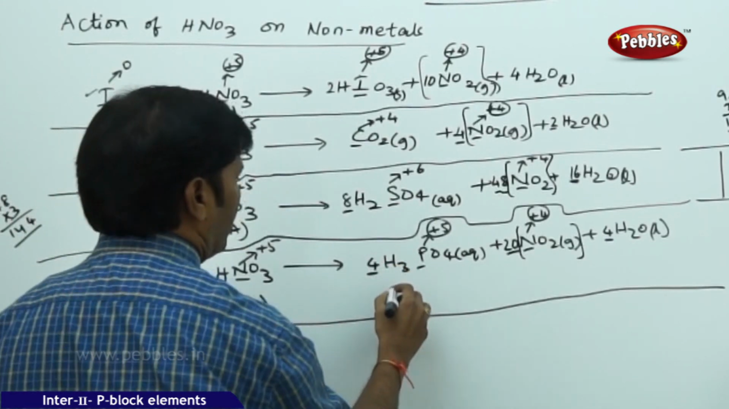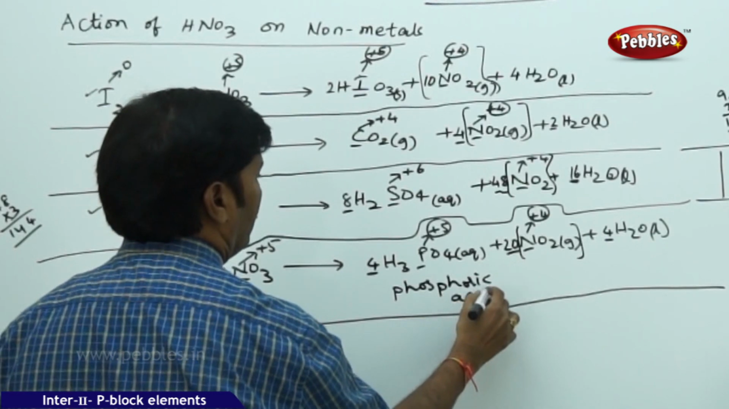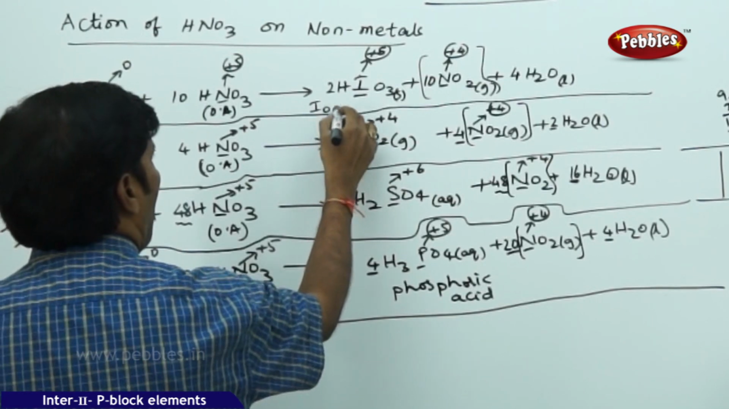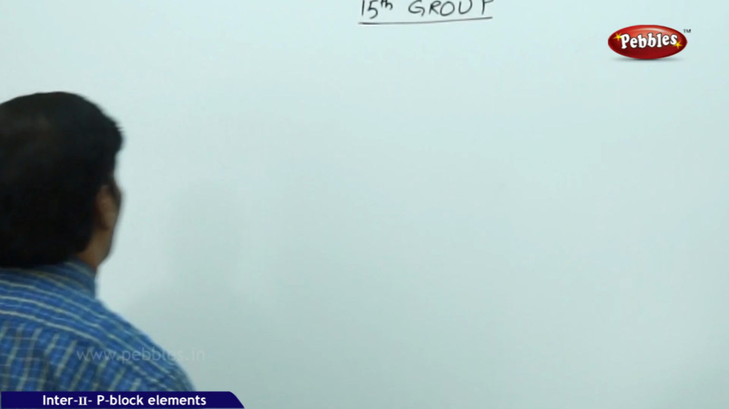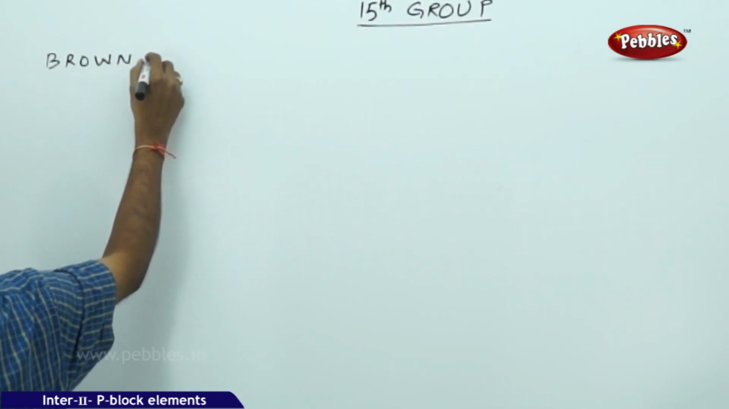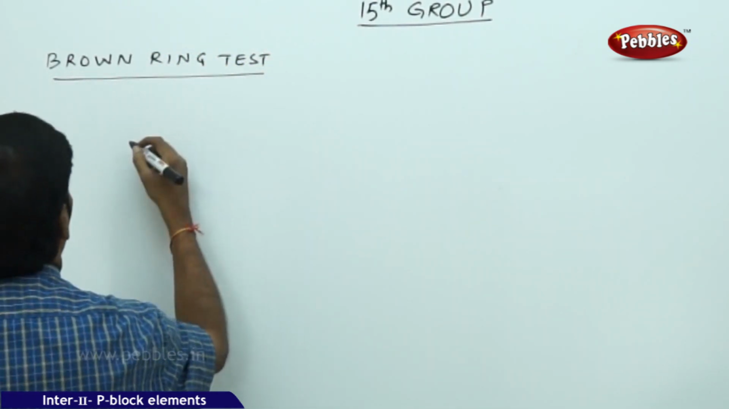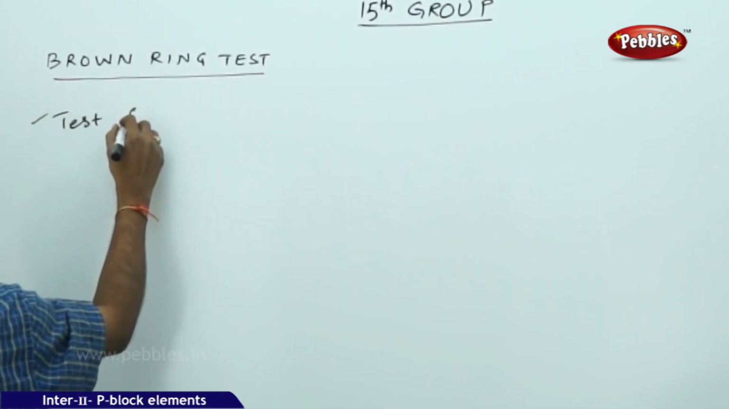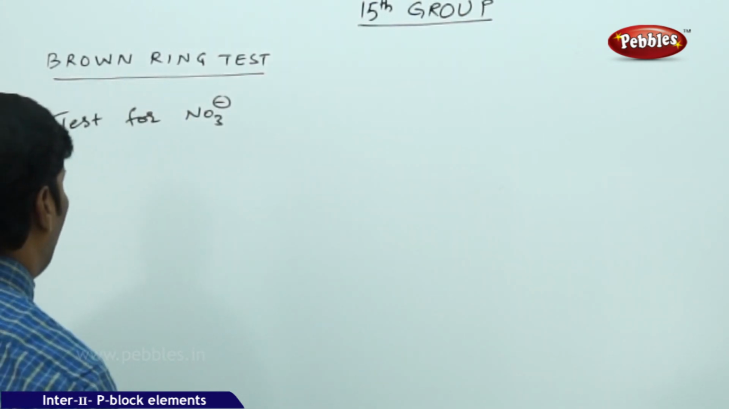And this H3PO4 is phosphoric acid. This is iodic acid. Here the last topic is the brown ring test. The brown ring test is a test for nitrate ions.